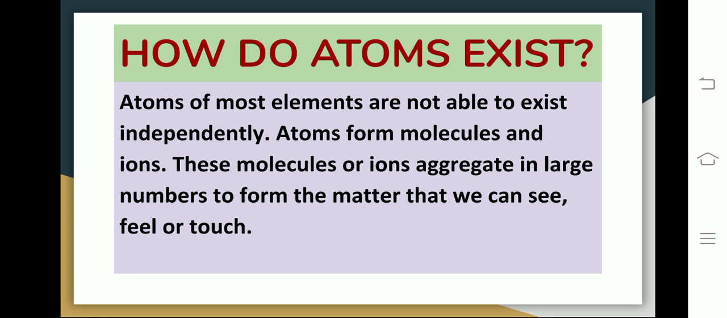How do atoms exist? Atoms of most elements are not able to exist independently, because when they exist independently, they are unstable. So, atoms form molecules and ions. These molecules or ions aggregate in large numbers to form the matter that we can see, feel, or touch.